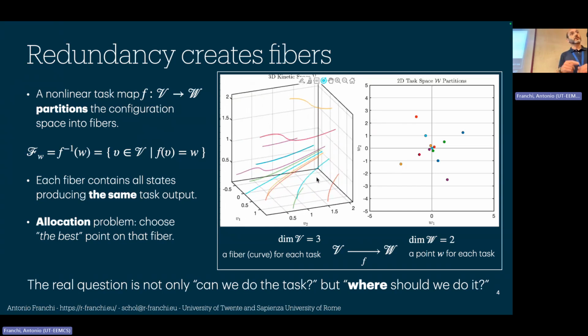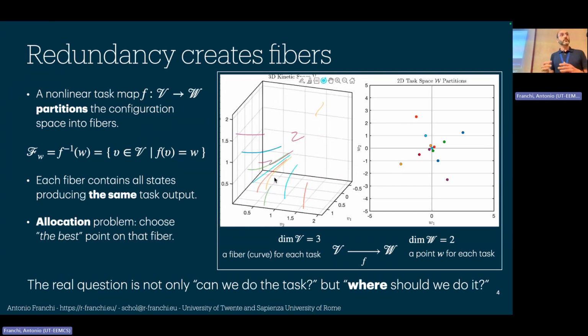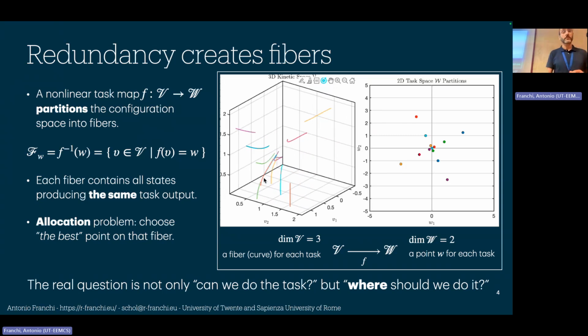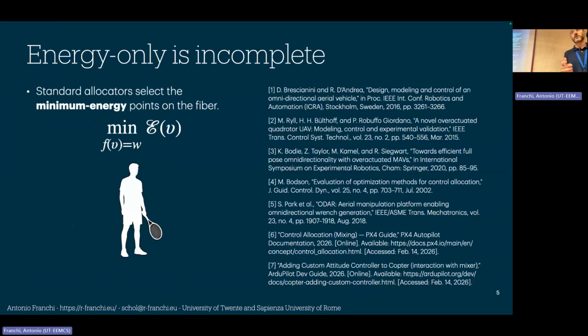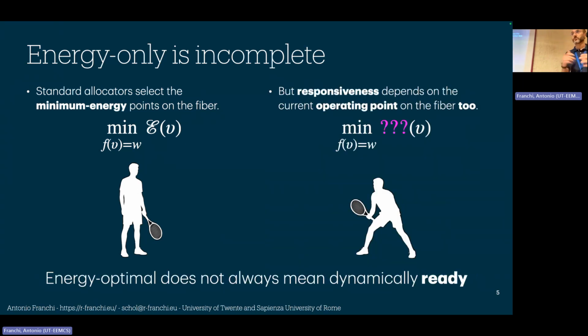So the problem is not for redundant actuators whether we can do the task, but where we should do it. Typically, in the literature, we use one criterion, which is energy. Standard allocators, for example, when you use the pseudo-inverse map, typically minimize the energy or the control effort, okay? But this is only one side of the coin, because responsiveness to changes, or the ability to change the task, the branch, very quickly, depends also on where on the fiber we put our velocities.